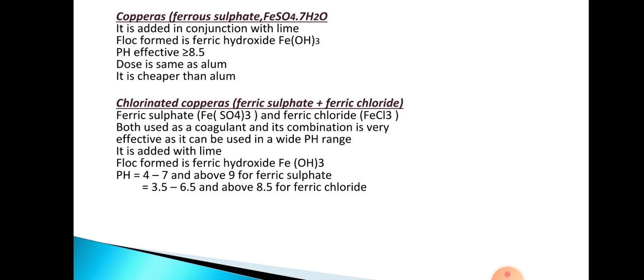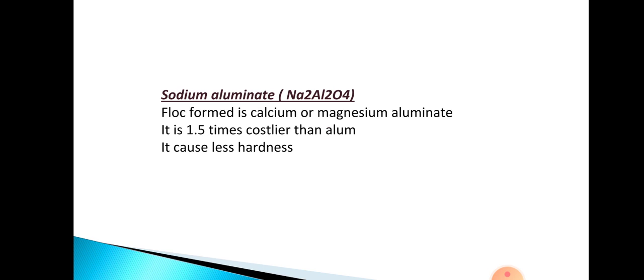Now coming to the next type, that is sodium aluminate. Sodium aluminate is another type of coagulant that is used in treatment of water. Here the flock formed is calcium or magnesium aluminate, but the disadvantage is that it is very costly, said to be 1.5 times costlier than alum. However, it causes lesser hardness compared to alum. So these are the different types of coagulants that are commonly used in the treatment of water.